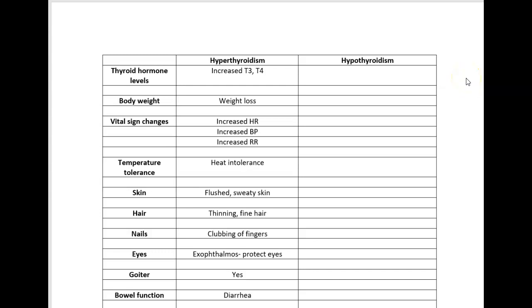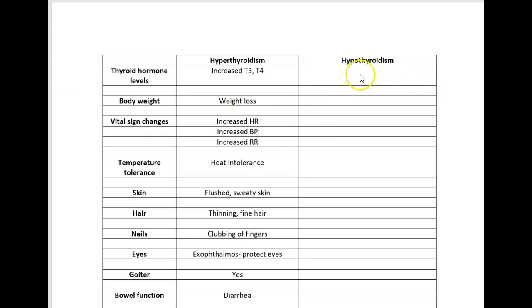Hello and welcome back to part 2 of our exploration of thyroid disorders, where we're going to fill out the other half of this table. We're going to look at the findings and treatment of hypothyroidism. The nice thing about hypo is that it's going to be the opposite, for the most part, of hyperthyroid disorders.